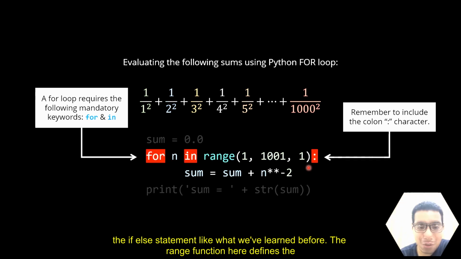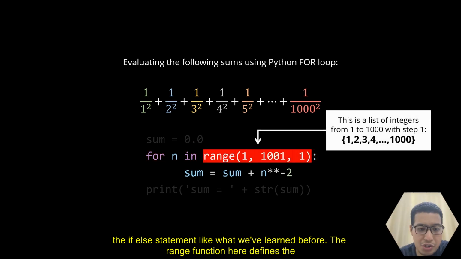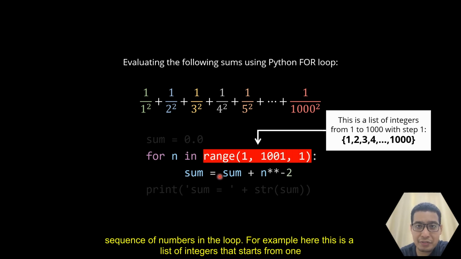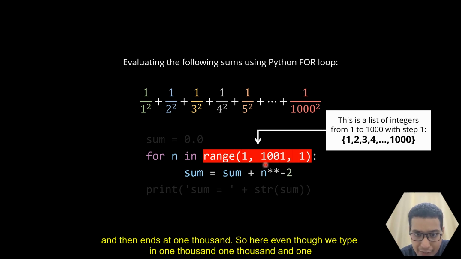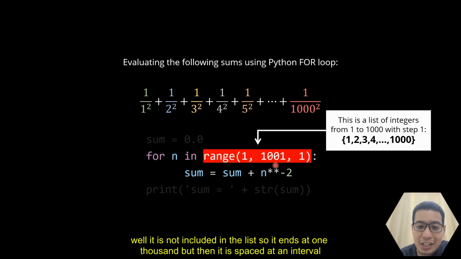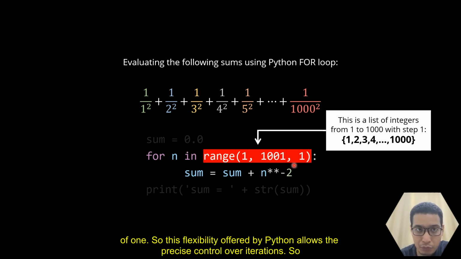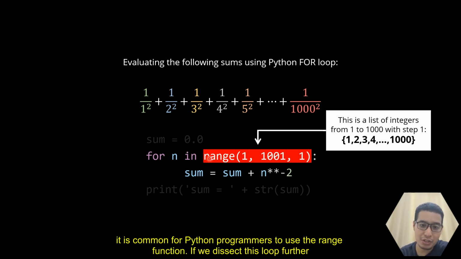The range function here defines the sequence of numbers in the loop. For example, this is a list of integers that starts from 1 and ends at 1000. Even though we type in 1001, it is not included in the list, so it ends at 1000. It is spaced at an interval of 1. This flexibility offered by Python allows precise control over iterations. It is common for Python programmers to use the range function.